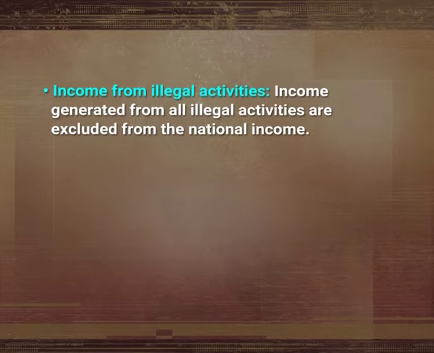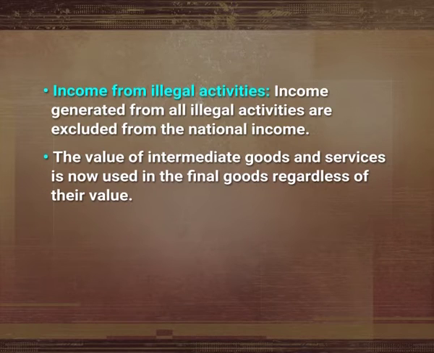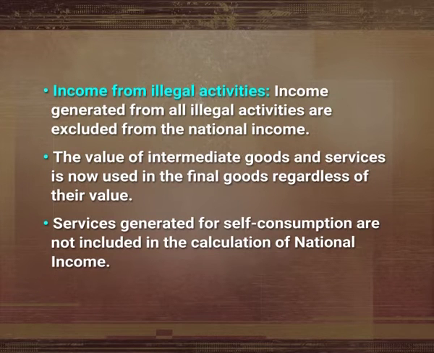Income from illegal activities. Income generated from all illegal activities is excluded from the national income. The value of intermediate goods and services is not counted, as it is already included in the final goods regardless of their value. Services generated for self consumption are not included in the calculation of national income.